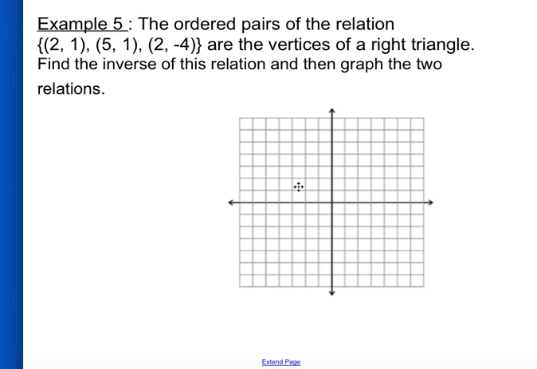All right, so let's also look here at some values here. We've got to find the inverse. We're going to do some graphing here, so let's do some graphing on this. So graphing this out here, I've got 2, 1, and I've got 5, 1.